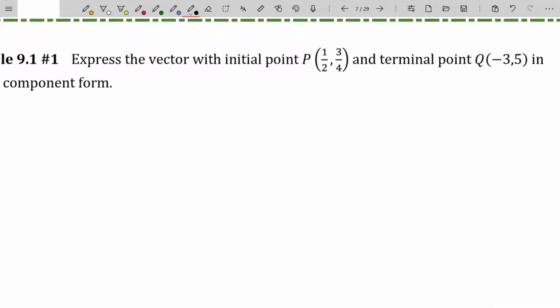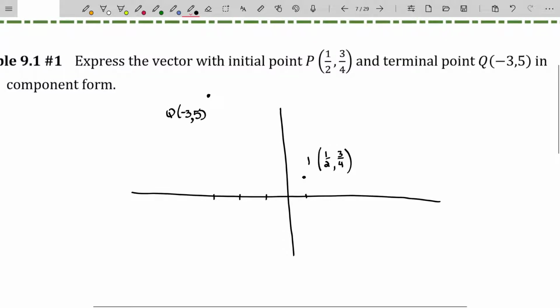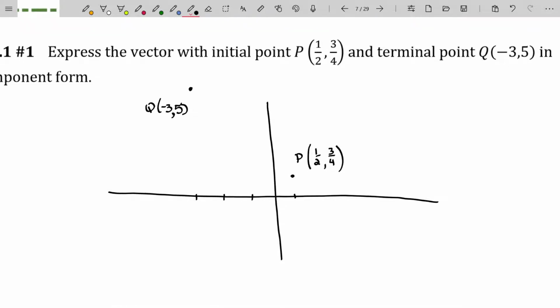Well, 1/2, 3/4. I'm going to just showcase this on a number line here. Let's pretend that's 1/2 and this is a 3/4. So 1/2, 3/4. This is a point in space, not a vector. It's a point in space. And then that's the initial point of our vector. Our terminal point is going to be back 1, 2, 3, and up 5. We'll just pretend that's right here. Okay. So -3, 5. That's the point Q. This is the point P. And we want to know what is the vector going from point P to point Q.